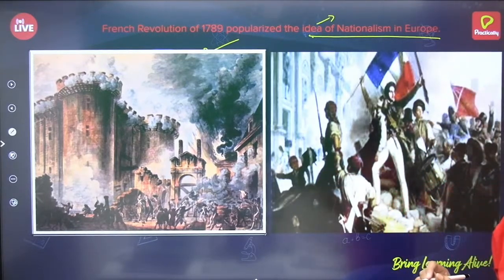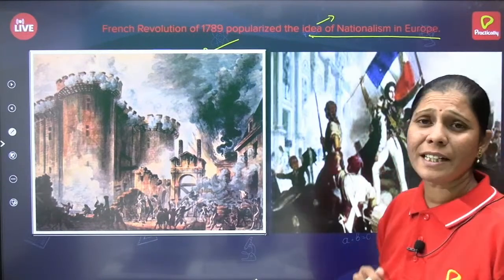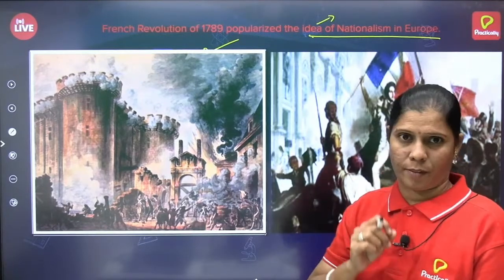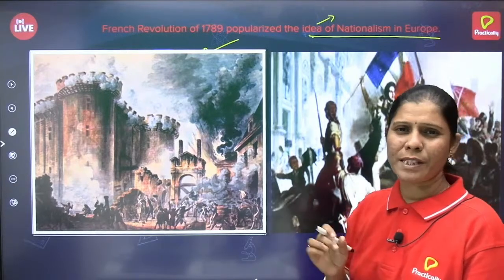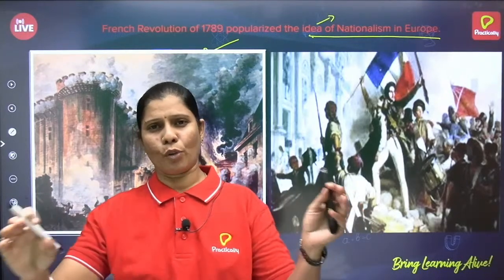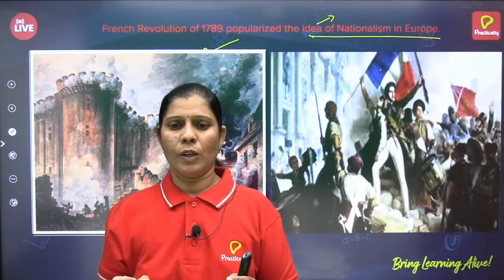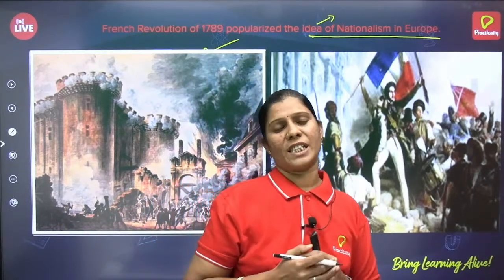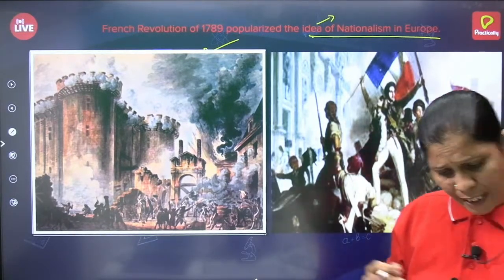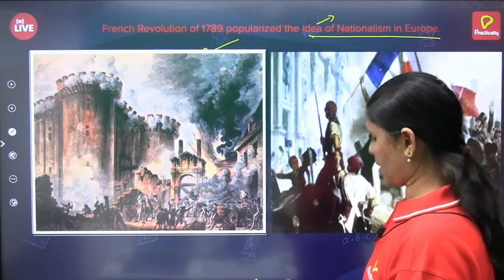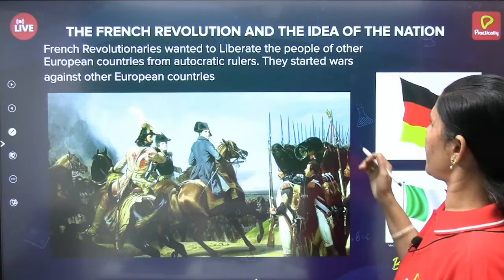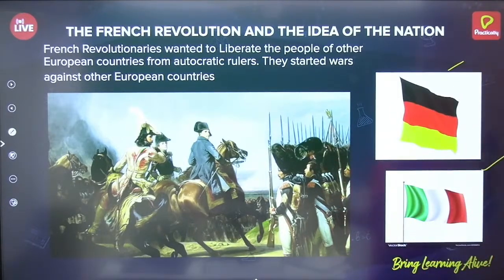We can also say that people started thinking about a new ideology of oneness. The first thing is common identity. People started thinking of one common identity. In the country, they felt that we are of the same category of people. That type of ideology was developed during the French Revolution. Along with that, you can see here, the French Revolution spread the ideology. You can see the flags here.